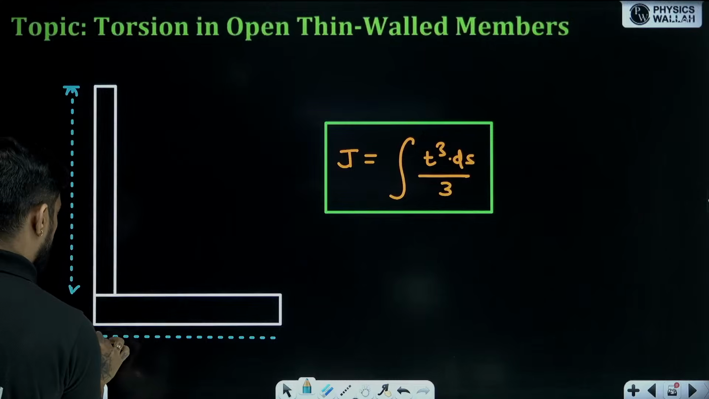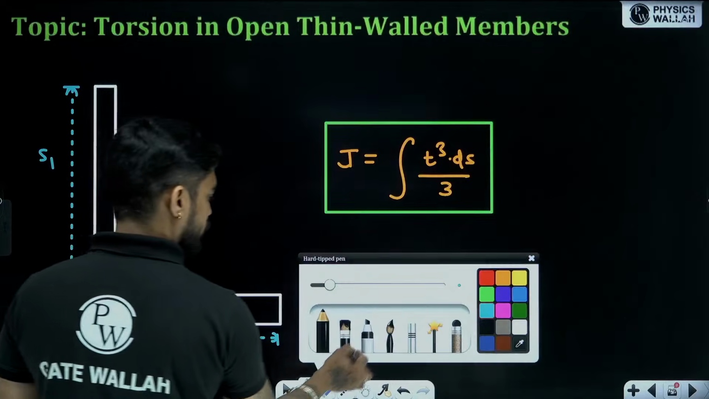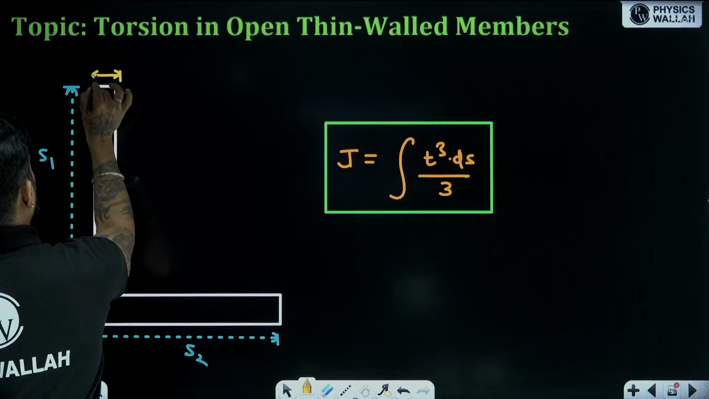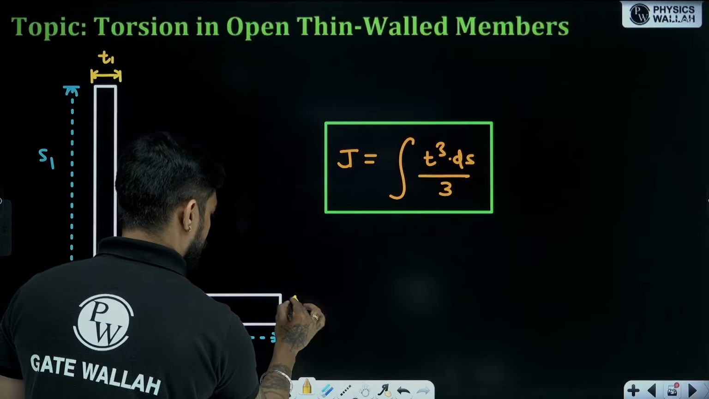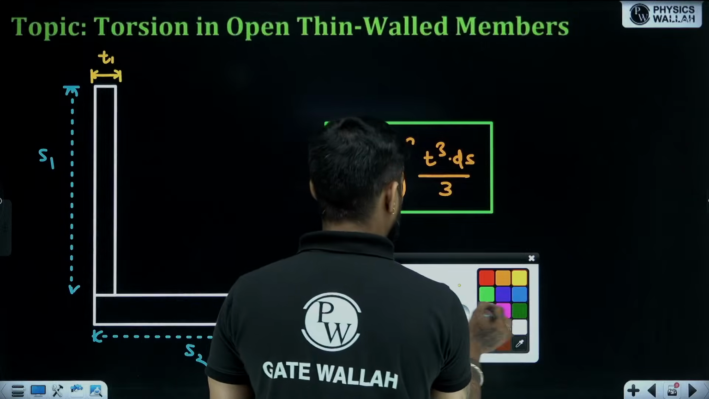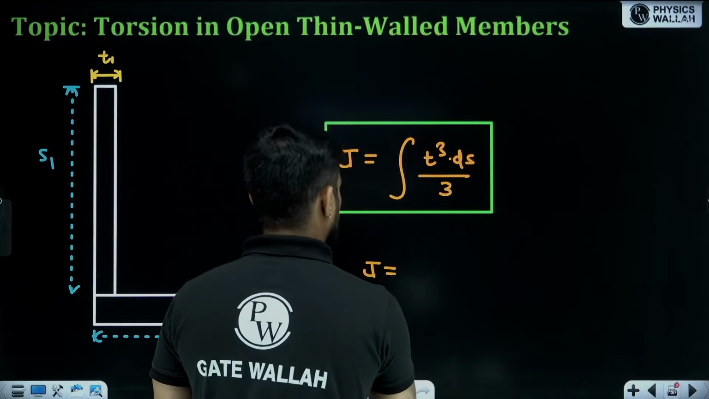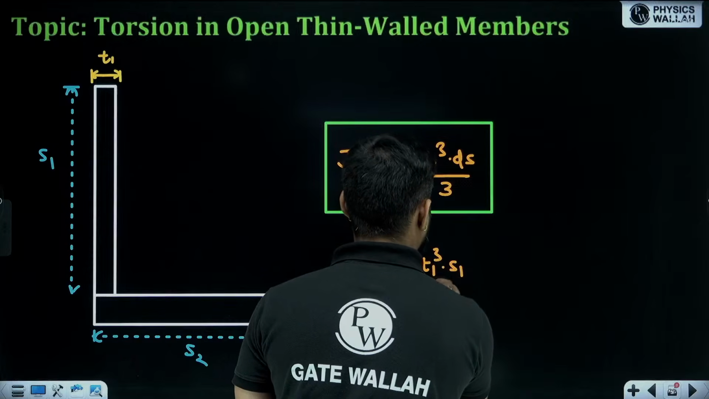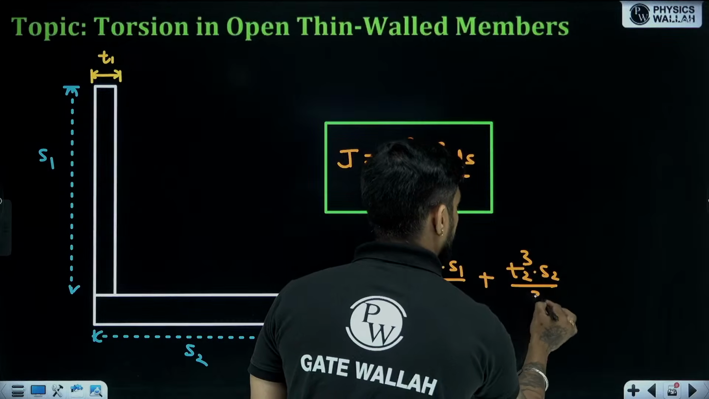Let's say this is S1 and this is S2. Let's say this thickness is T1, this thickness is T2. So what will be the equation of J here? J will become T1 cube S1 by 3 plus T2 cube S2 by 3.